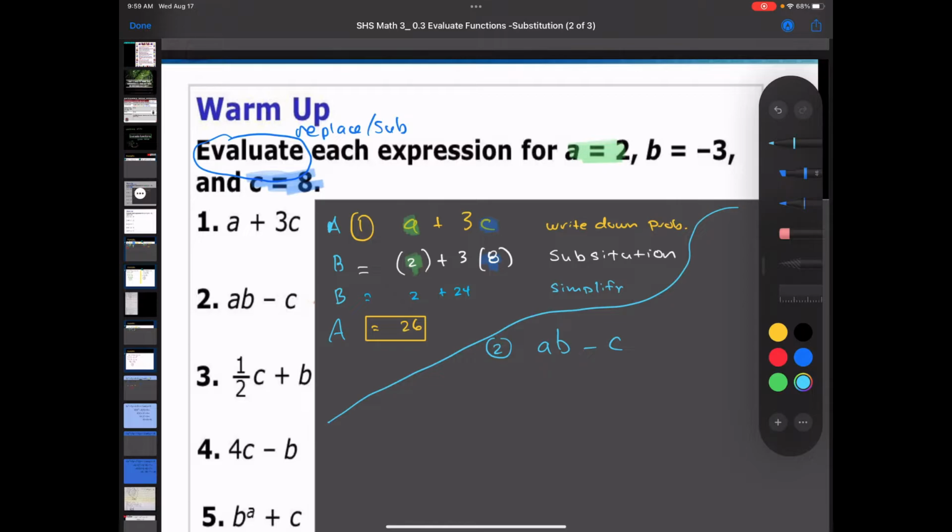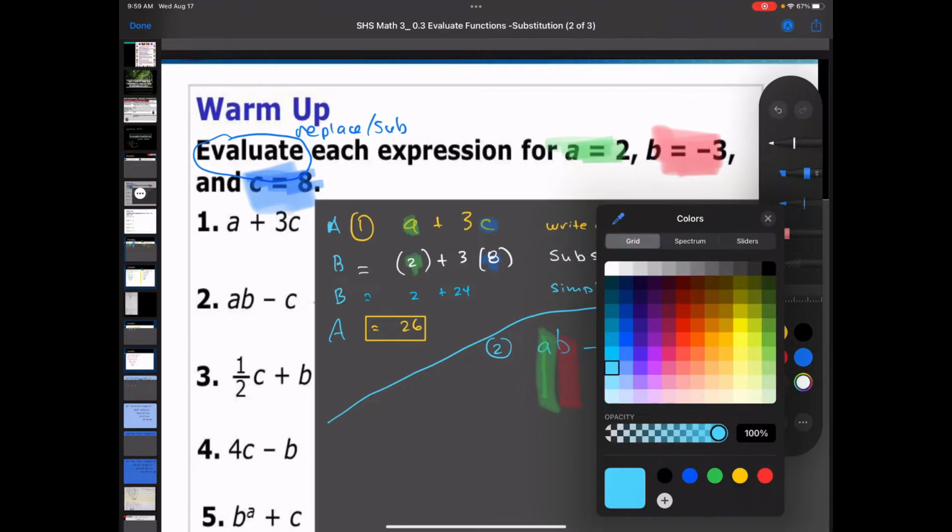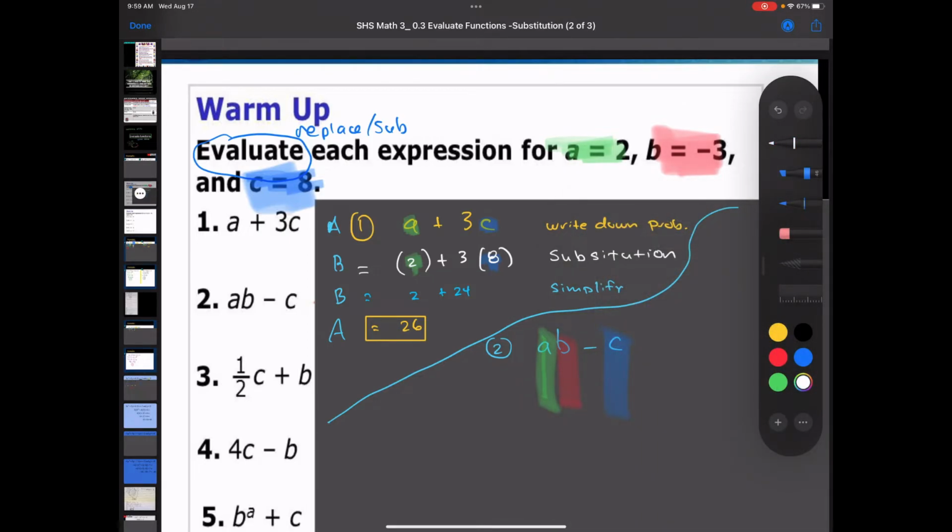All right, question number 2, AB minus C. Every A value is 2. So we're going to go bigger. Every B value is going to be -3. And every C value is going to be 8. Let's write that in. So we talked about your substitution should be in parentheses. Your B value is -3. You have that subtraction sign, and then C is 8.